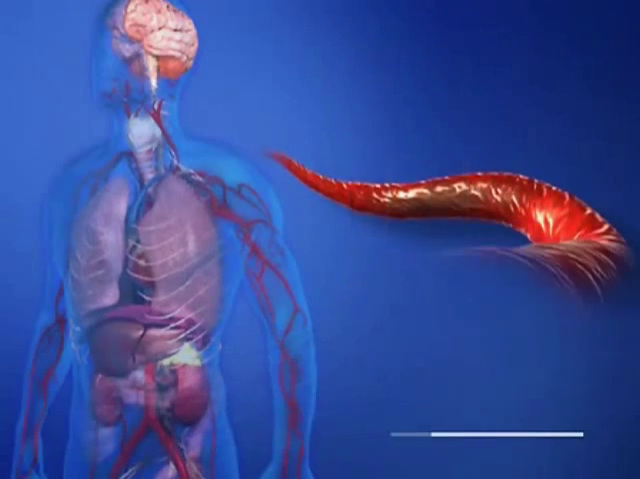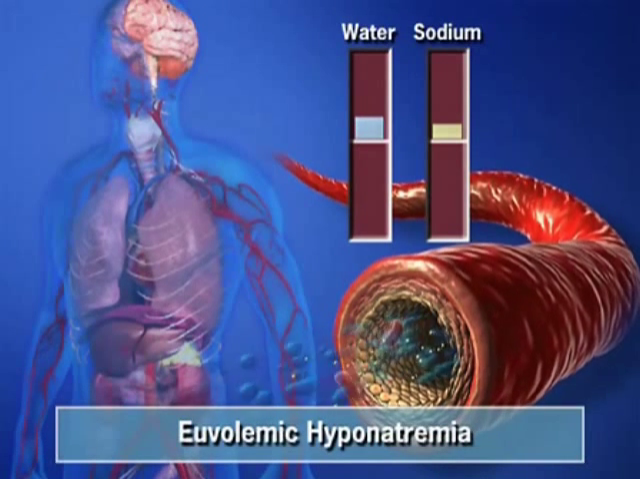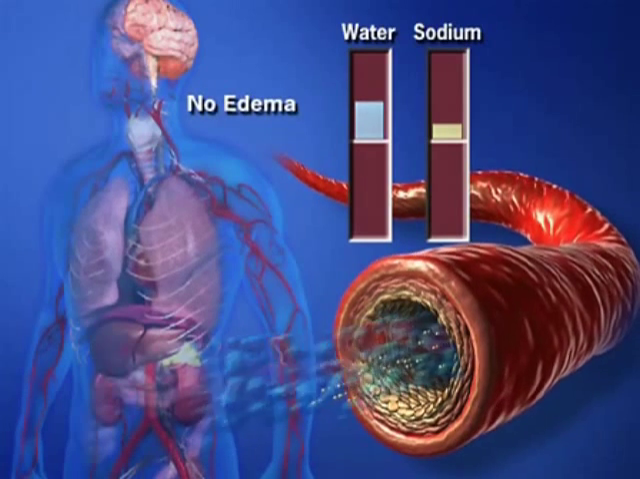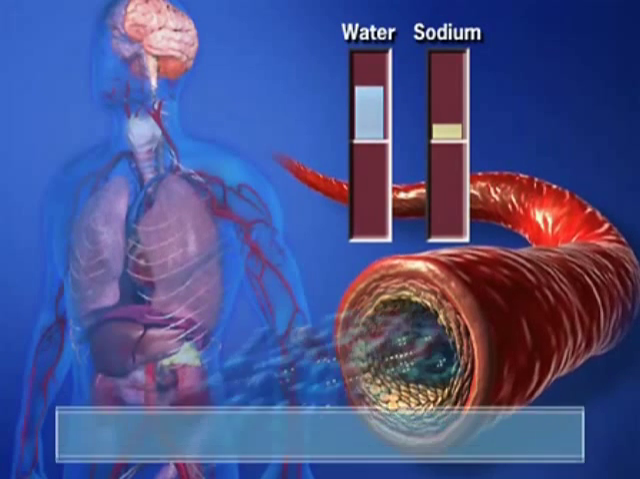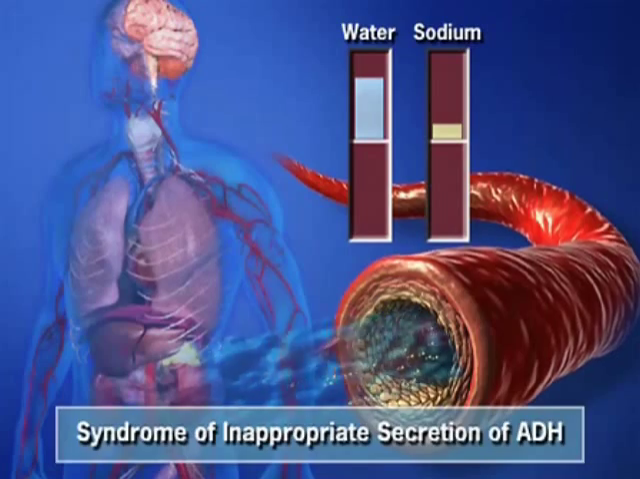In patients with euvolemic hyponatremia, the total body sodium is unchanged and total body water is increased. However, there are no clinical signs of edema. Syndrome of inappropriate secretion of ADH is the most common cause of euvolemic hyponatremia.